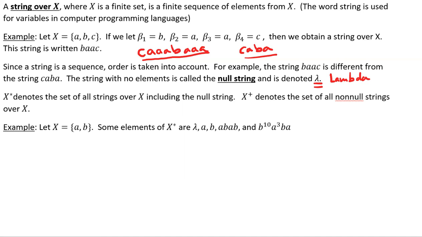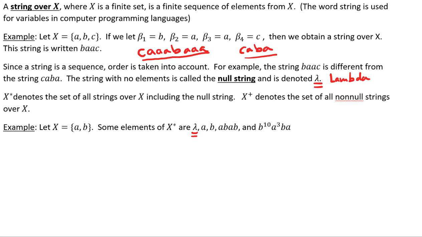Let's give an example. Let's say the set X is just the letters A and B. Some elements of X star would be lambda, which is the null string, correction, not the null set. It is kind of like a null set, if you will, but for strings. A would be one, B would be one, AB, B to the 10th, which just means 10 B's in a row, followed by 3 A's in a row, followed by BA. Those are just some elements of X star. You could sit here listing them all day, but X star denotes the set of all strings over X. All right, let's move on.